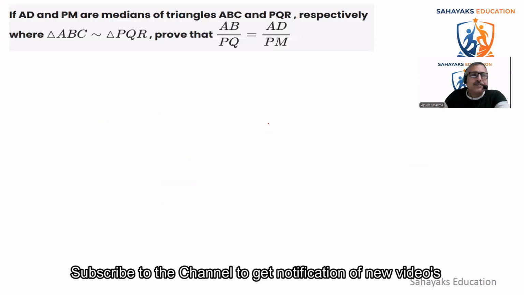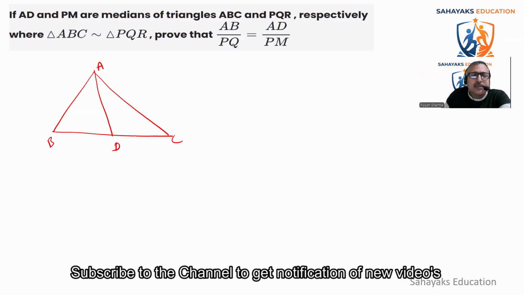Coming to the next question. If AD and PM are medians of triangle ABC and PQR. I'll just make 2 triangles, ABC. So many questions are related to median. And this point is D, and AD is a median. That means this is equal to this. And PQR, this is PQR, and this is a median PM. This is equal to this.